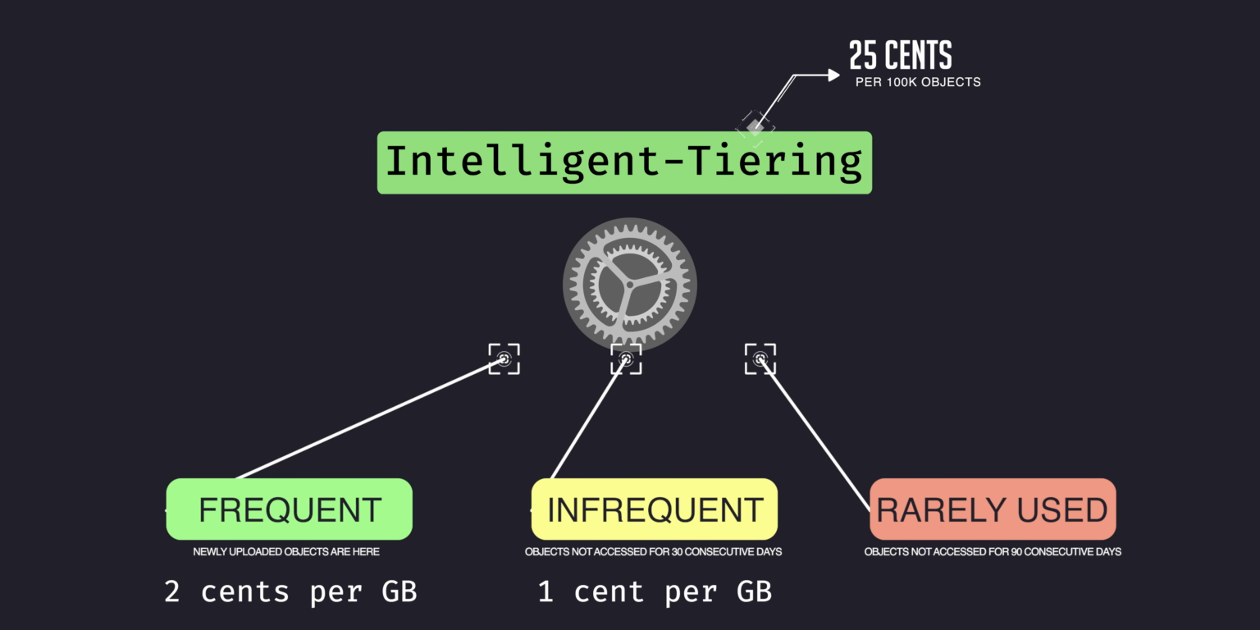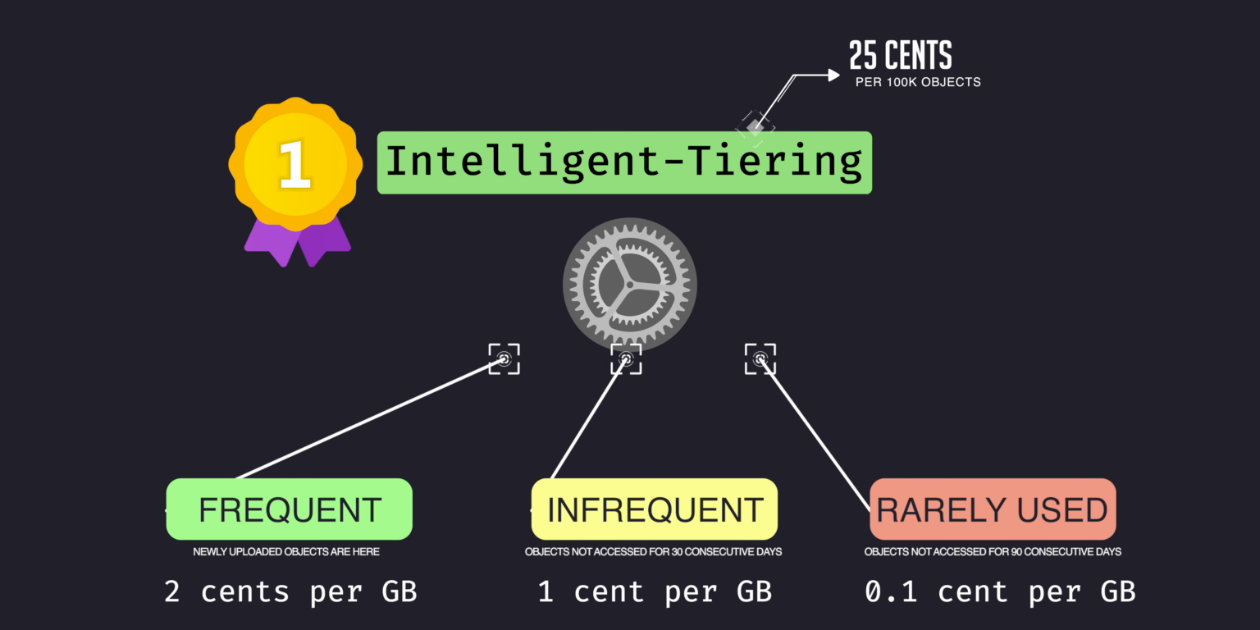With roughly 1 cent per gigabyte used for infrequent access data and roughly 0.1 to 0.4 cents per gigabyte used for rarely accessed data, S3 Intelligent Tiering is the best first step to start saving you and your company thousands of dollars with just one click.